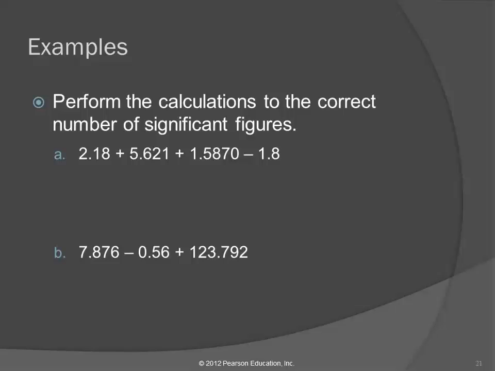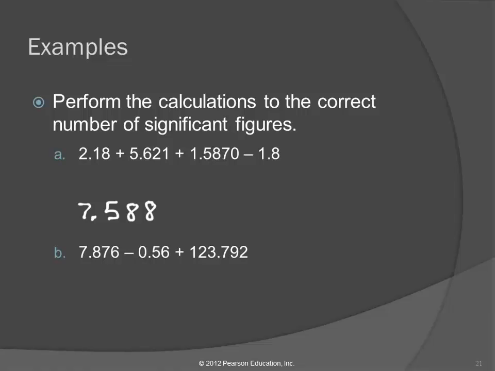The first thing to do is get out your calculator and do the math. 2.18 plus 5.621 plus 1.5870 minus 1.8 equals. So what color are we? White. So my calculator is showing me 7.588. Did anybody else get that? Okay. I recommend you do calculations twice because it's so easy to screw up on punching buttons.